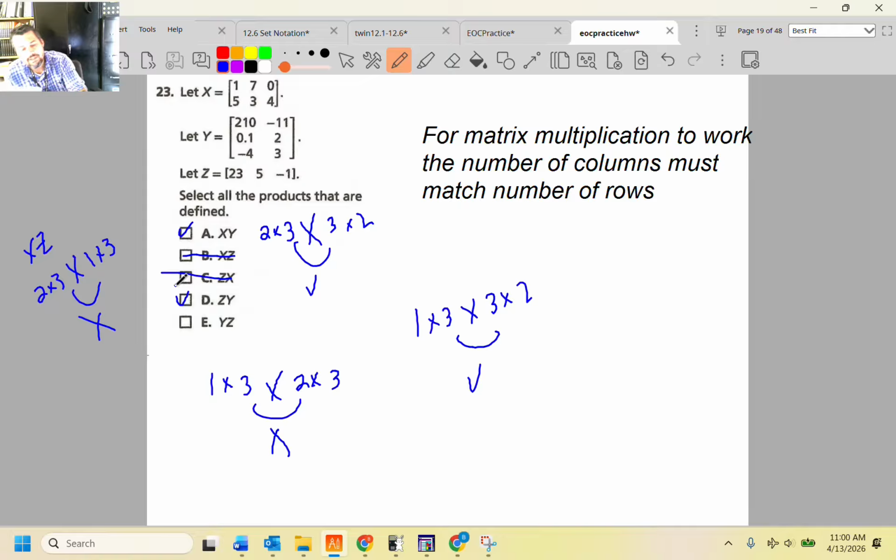And finally, y times z. And you'll notice I'm talking about the one they talk about first. Y is a 3 by 2, and we're trying to multiply it by z, which is a 1 by 3. And again, I look at the inside, they don't work. So just A and D.